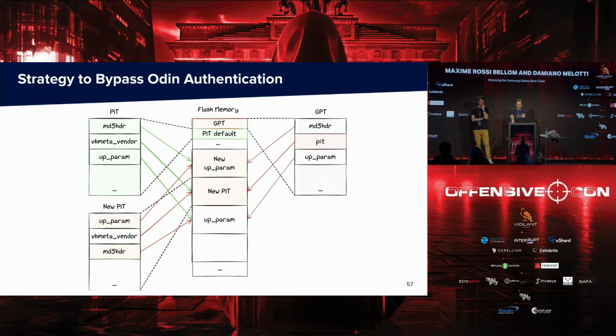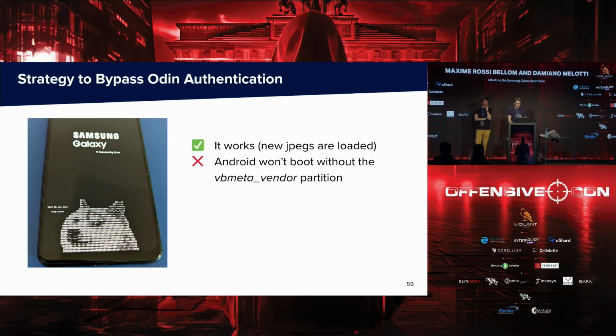And finally, we will change in the GPT table the name of VB meta vendor, we'll rename it PIT, so that at next boot, the new PIT is taken into account by the system, and the new up-param partition will be read instead of the old one. And it actually works. If you see the dodge here, it means that the exploit worked.